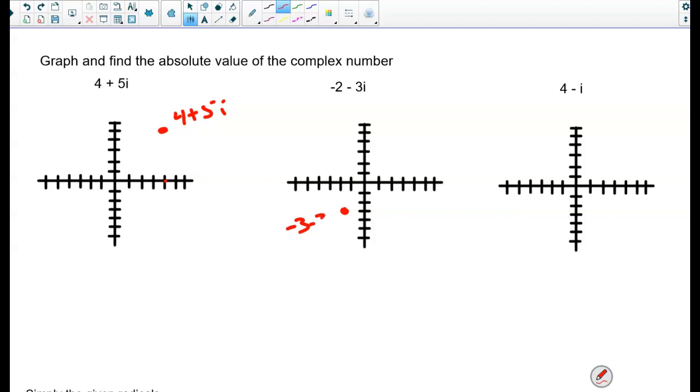Negative 2 minus 3i. 4 minus i, 1, 2, 3, 4, down negative 1. 4 minus i.